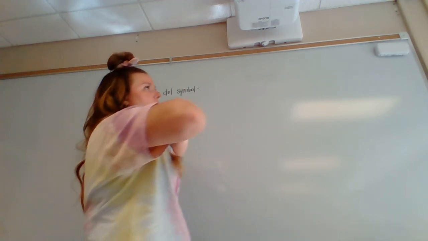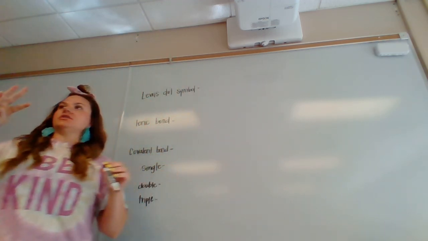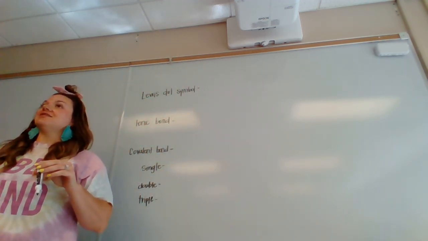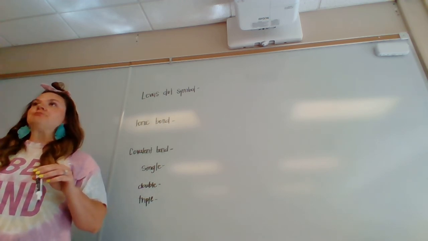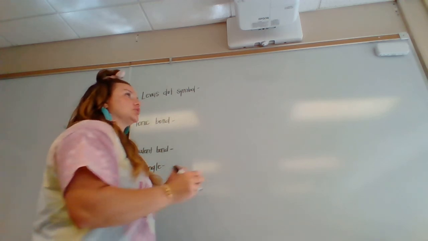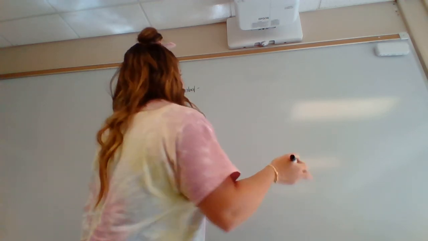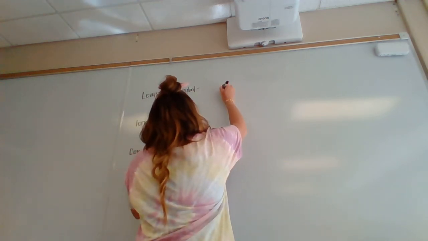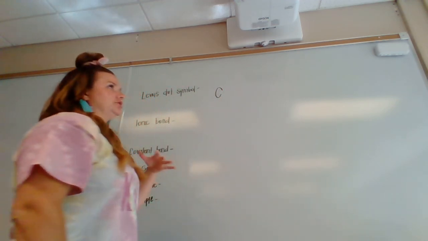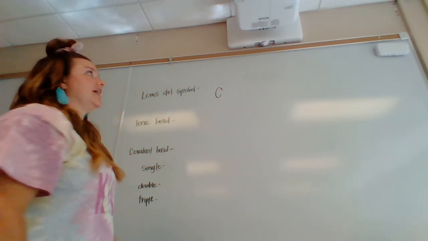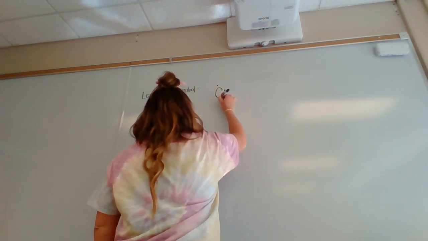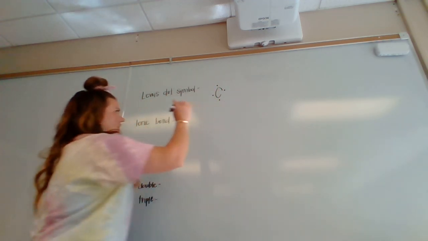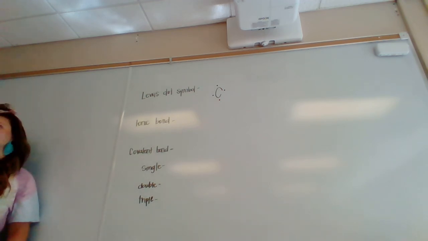So, for example, carbon has 4 valence electrons. And remember, valence electrons are the only electrons involved in bonding. So, if I wanted to draw carbon's Lewis dot structure, I would write the symbol of the element, which is just C in this case. Then I would draw 4 dots around carbon to show its 4 valence electrons.